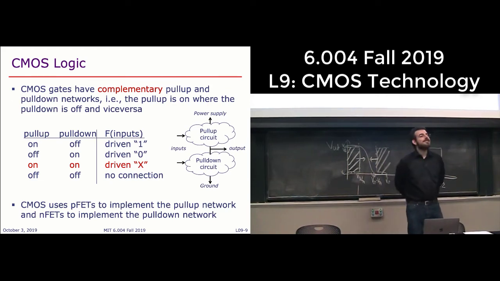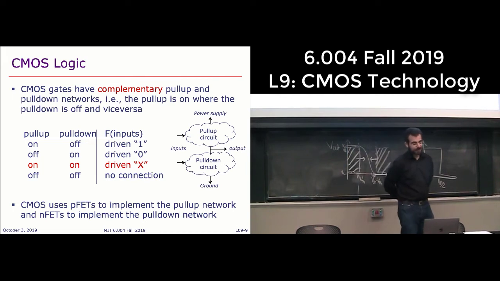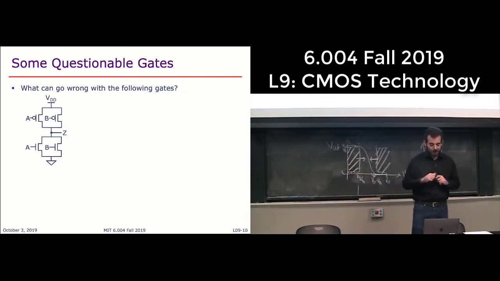Okay, so that's rule number 1 for CMOS: pull-up and pull-down networks are complementary. The second rule is that we use PFETs to implement the pull-up network, and we use NFETs to implement the pull-down network. We've seen this in the 2 gates that we've seen so far. Let's see what happens when we go and violate these 2 rules. Okay? So let's see some questionable gates. These are not CMOS gates, but let's see what could go wrong.